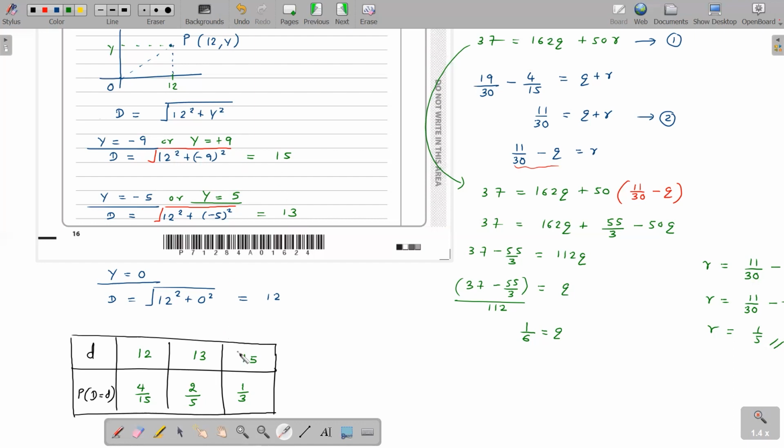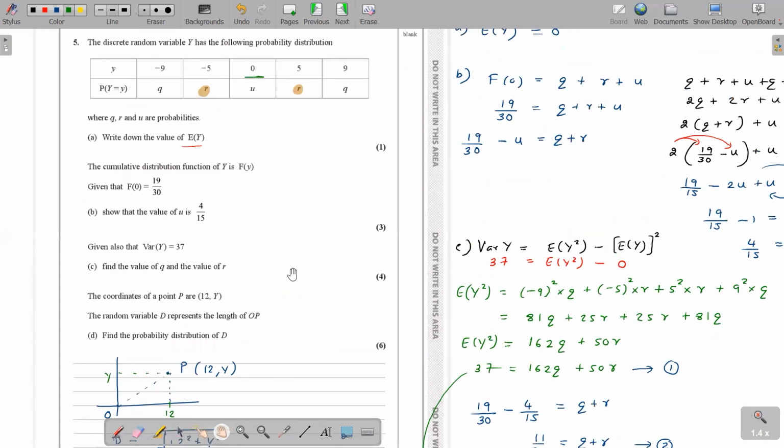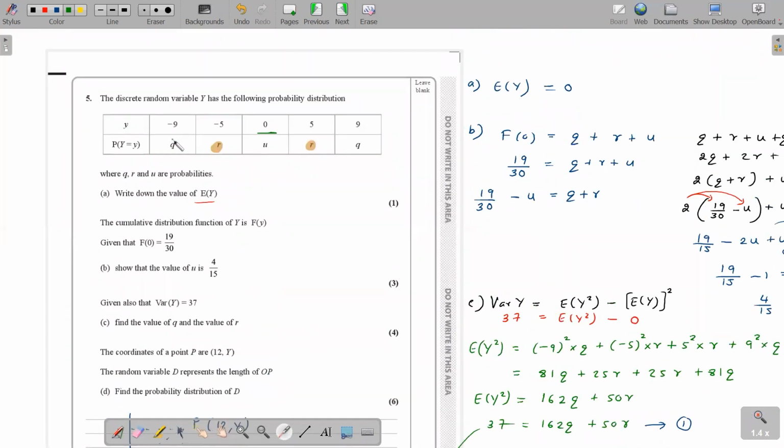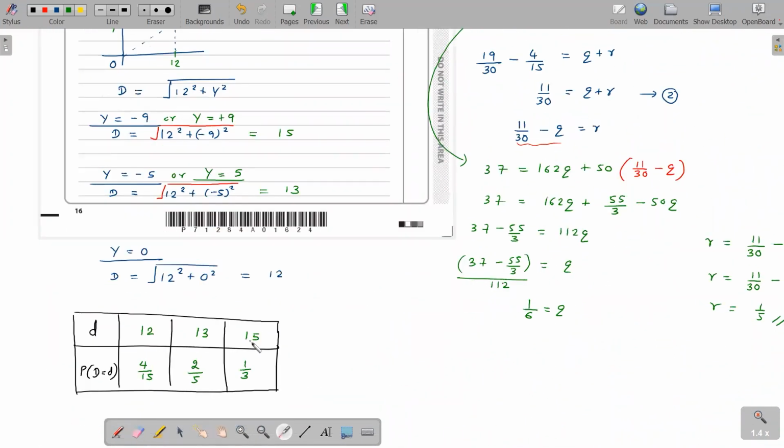And also when it comes to the distance 15, there are two different y values who give you the distance 15. So I add the probabilities of those two y values and I get the answer 1 over 3. So for example, when y is minus 9 and plus 9, the respective probabilities are q and q for both minus 9 and plus 9. Because of that, I add those two probabilities and I write it over here, because for the distance to be 15, the y values must be minus 9 or 9, and for the y value to be minus 9 or 9, the probability was what was given in the table. I have to take the probability of each respective column and add for both of these values.